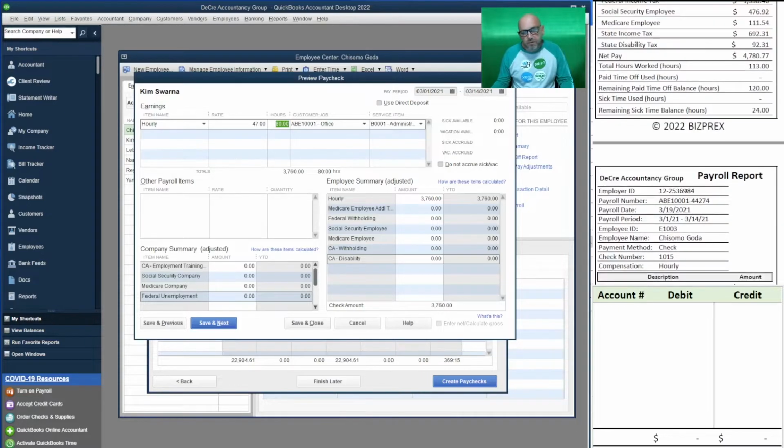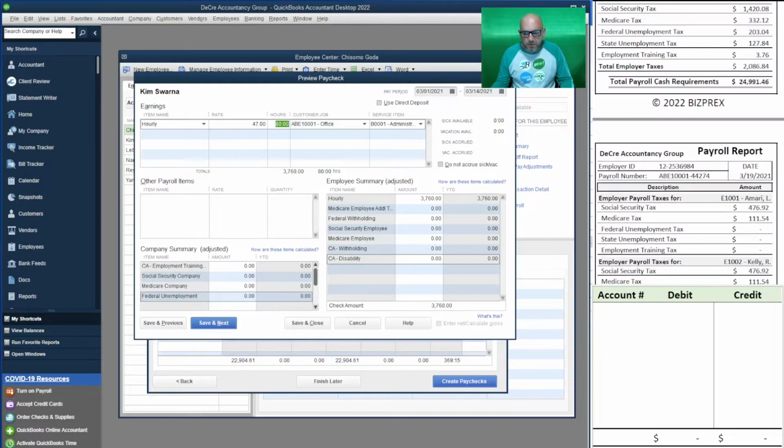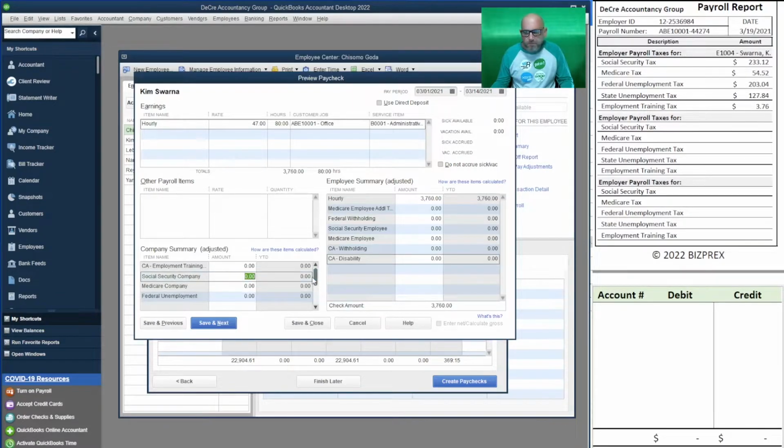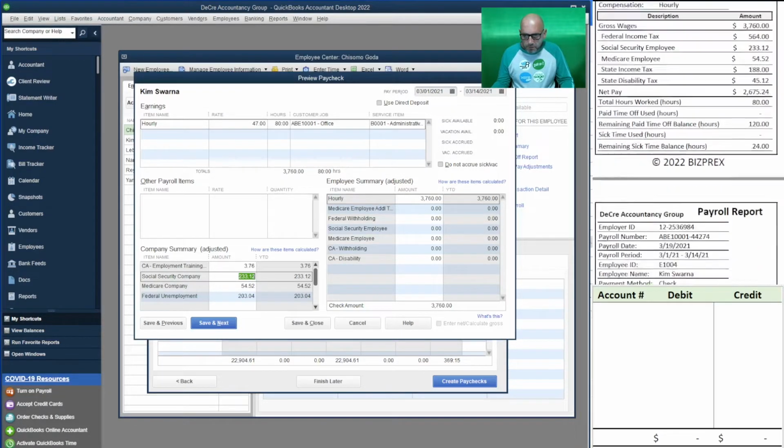That's our new person, Kim Swarner. Social security. Right, so here we added quite a few more line items. That's typical for the first couple of weeks of employment as maximums are met for certain types of payroll taxes. Okay, and then this.